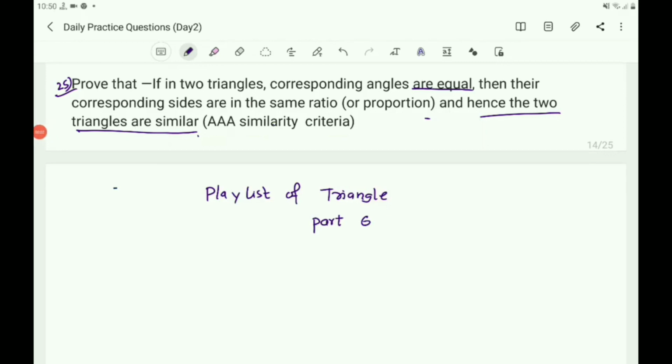Children, this theorem is already proved in the chapter triangle. So you go through the playlist of the triangle chapter, and this theorem is proved in the sixth video of the triangle chapter, that is part 6. So children, go through that video and learn the proof of this theorem, which is a 4 or 5 marks question. There may be questions like state and prove the AAA similarity criteria theorem, or the statement will be given and you must prove this theorem. So anyway, learn it by using the video lessons in the playlist of the triangle chapter, that is part 6.